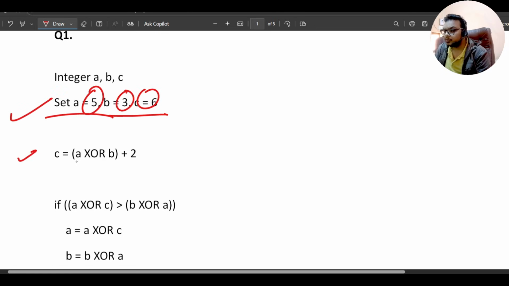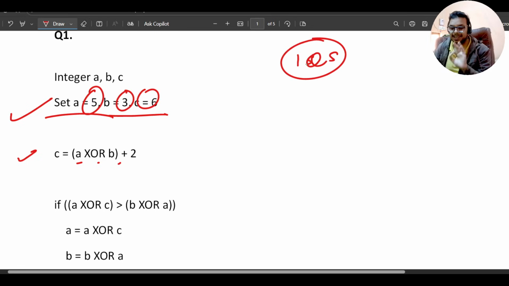c is equal to a XOR b. First of all, try to understand the XOR, because one question in Accenture you will definitely get from XOR, that is 100% guaranteed. For XOR, if both bits are the same, 1 1 or 0 0, then the result is 0. Suppose we are doing the XOR between the bits.